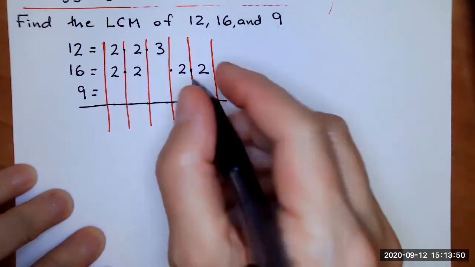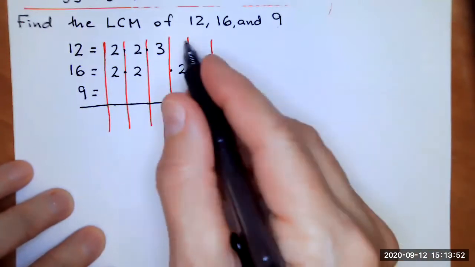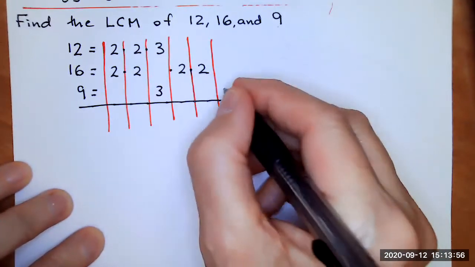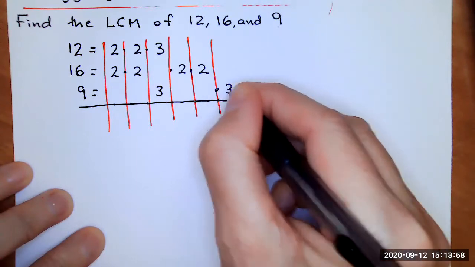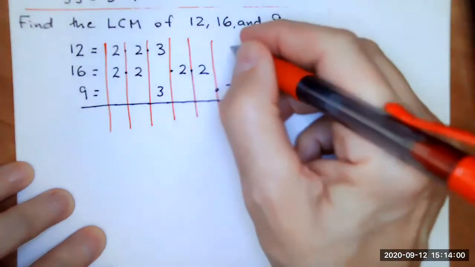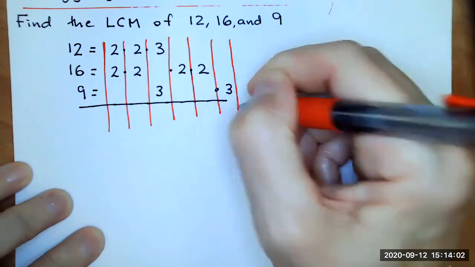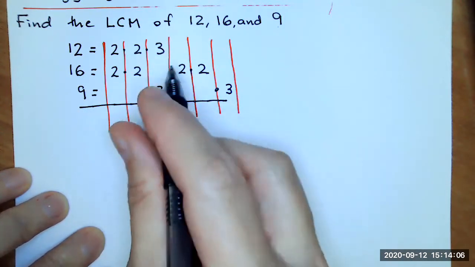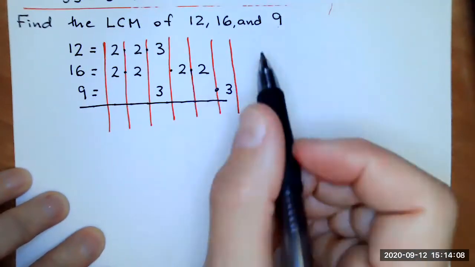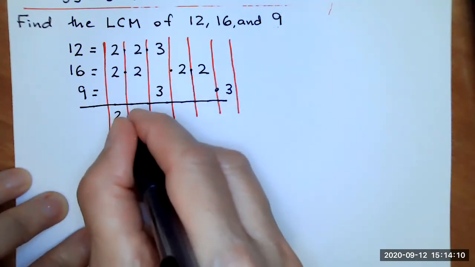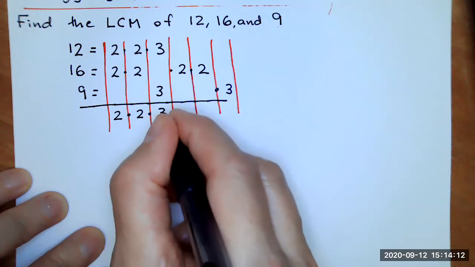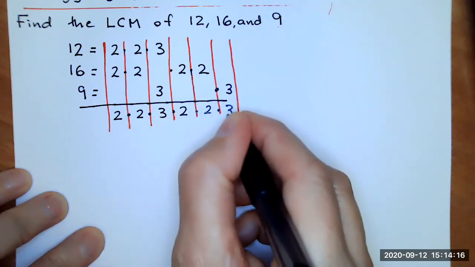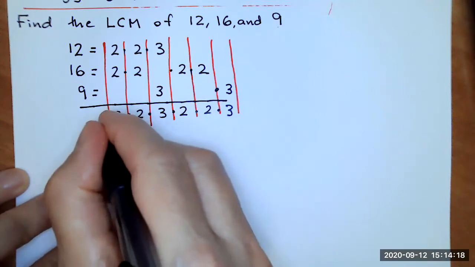And then 9 is 3 times 3. So I'll put the first 3 in its own column, and the other 3 needs a new column. So the least common multiple of 12, 16, and 9 is going to be 2 times 2 times 3 times 2 times 2 times 3, which is 144.